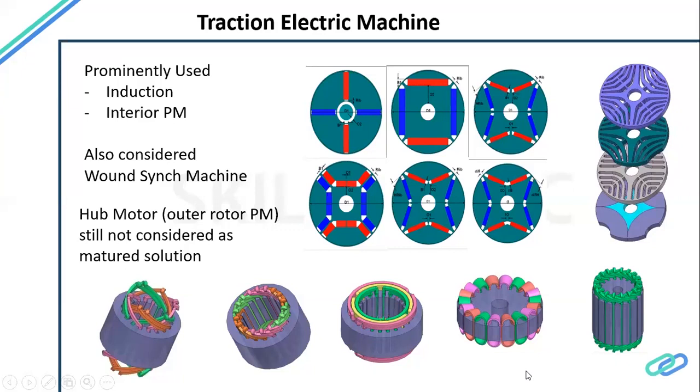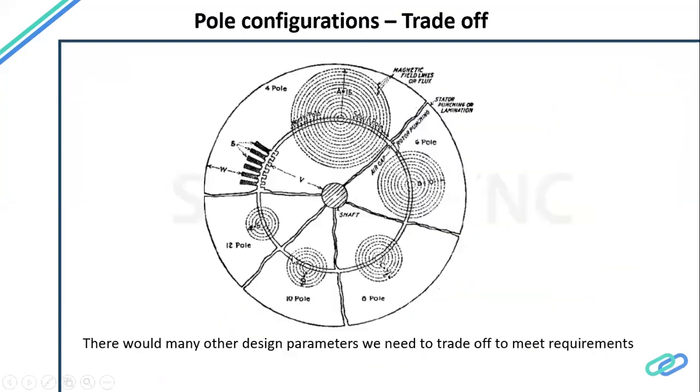The hub motor is also in consideration, and that is called outer rotor permanent magnet machines. As an industry, we are still not considering that a mature solution. We see a lot of development happening, a lot of claims being made, and a lot of vehicles being developed, but there is no mass deployment so far with these machines, at least in four-wheelers and bigger commercial vehicles.